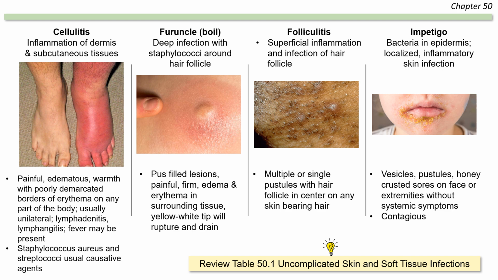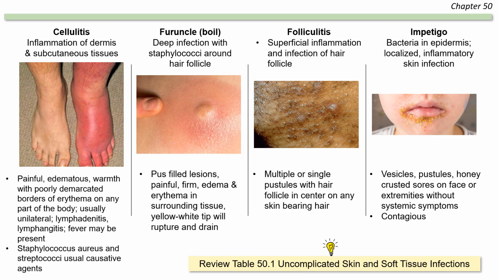Okay, then we have a furuncle. That's a boil. That's a deep infection with staphylococci around a hair follicle. So the difference between a furuncle and folliculitis is the depth that is involved. So furuncle is deep, folliculitis is superficial, and they both involve a hair follicle. So with furuncle, you're going to get a pus-filled lesion. It can be small, but they can also get really big.